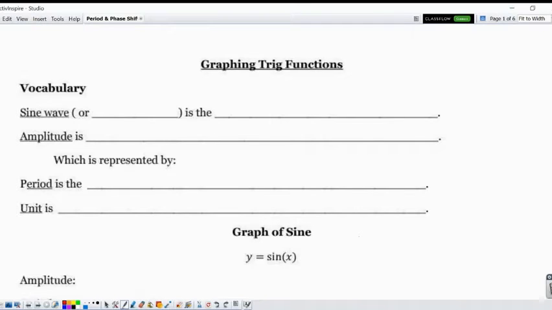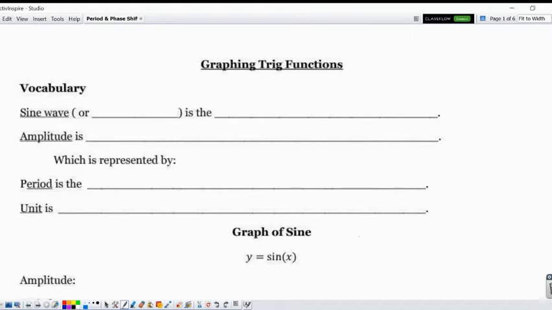Functions again today, but we're going to focus on changing the period and moving our graph left and right, which we are going to call a phase shift. All right, so we're going to start with some basic vocabulary and just a quick check of the sine function to make sure we understand the important features.